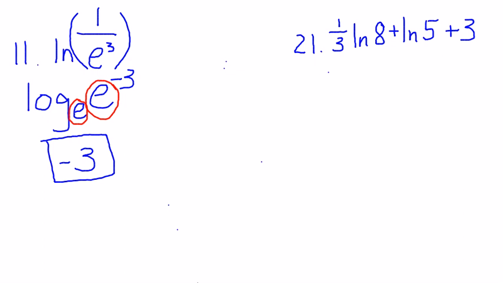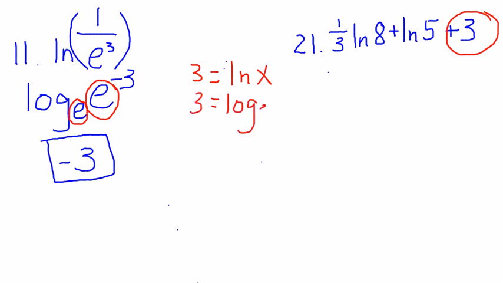Okay, on 21, it wants us to write it as a single exponent. The first thing I'm going to do is take care of this 3. I need to get it in natural log form. So I'm going to go over here, and I know that 3 equals the natural log of something. So 3 equals log base e of x. So that means that e cubed equals x. So that means that 3 is the same thing as the natural log of e cubed. So it's just 2 different ways of writing 3.